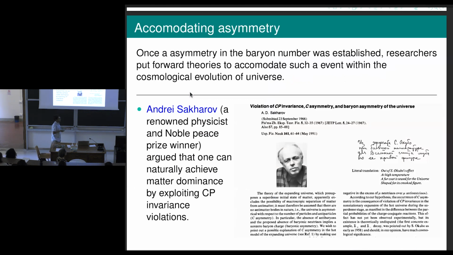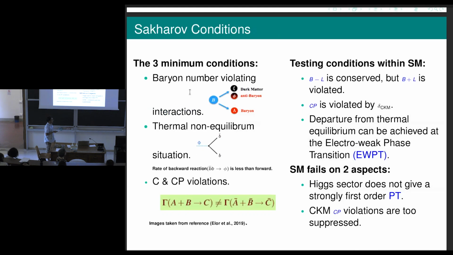To explain this asymmetry we have various theories, and we want to understand how we can explain it within the cosmological evolution of the universe. Sakharov first proposed the conditions by which one can naturally achieve matter dominance by explaining the CP violation. These are the three conditions: first, violation of baryon number, then departure from thermal equilibrium, and then C and CP violation.